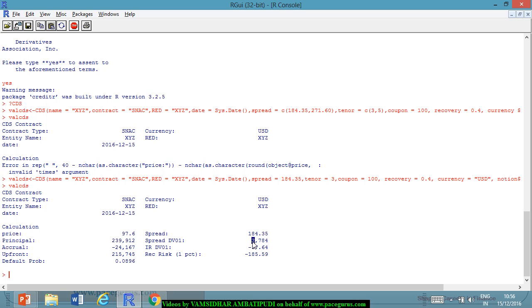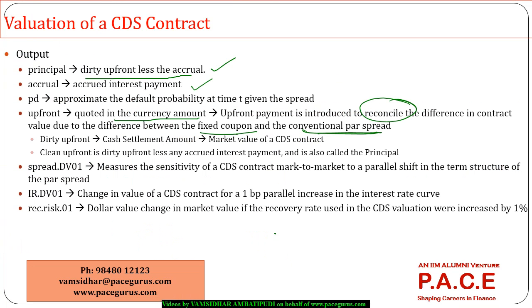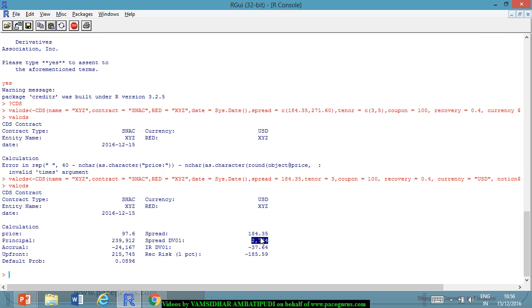And spread DV01, if you talk about the spread DV01, it is basically a sensitivity of the entire CDS contract: how the value of this CDS is going to change, to what extent the upfront value is going to change, to a parallel shift in the term structure of the par spread. If the par spread increases by 1 unit, let's say from 184.35, the par spread becomes 185.35. Let me make some important calculations here.